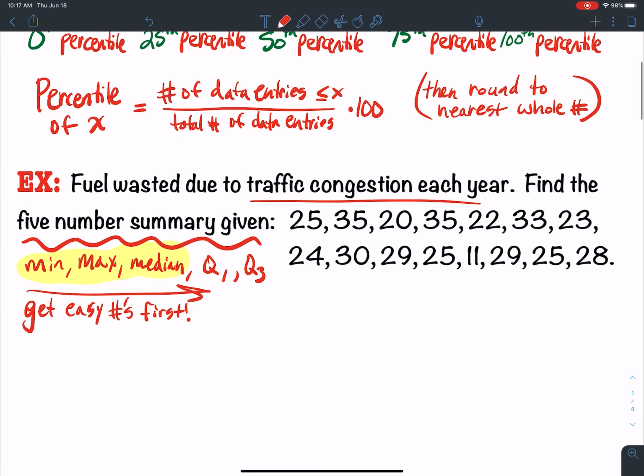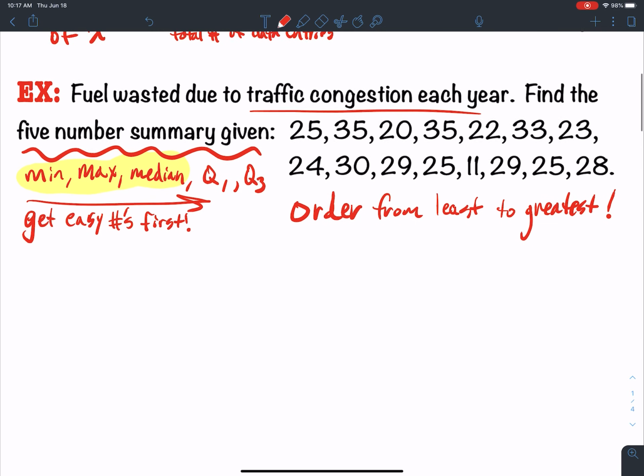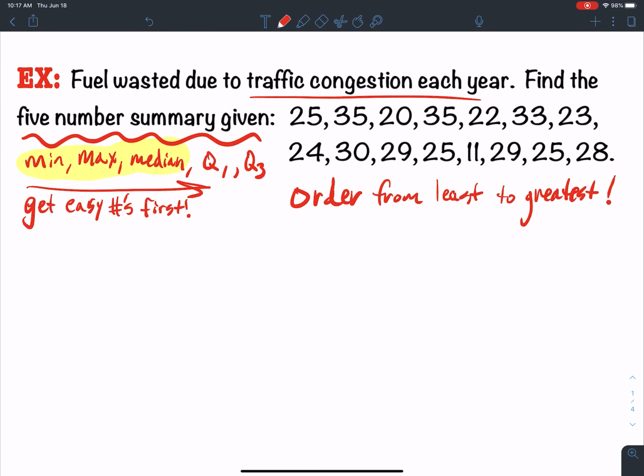But the first thing you have to do is order, right? Order from least to greatest. Got to do that first before you do anything else, otherwise this won't work, okay? So let's order it from least to greatest. What's the smallest number here? I scan through here. It looks like 11 is the smallest, so I'll mark it out here. That's a good technique so you don't repeat numbers, is to mark through them when you use them.